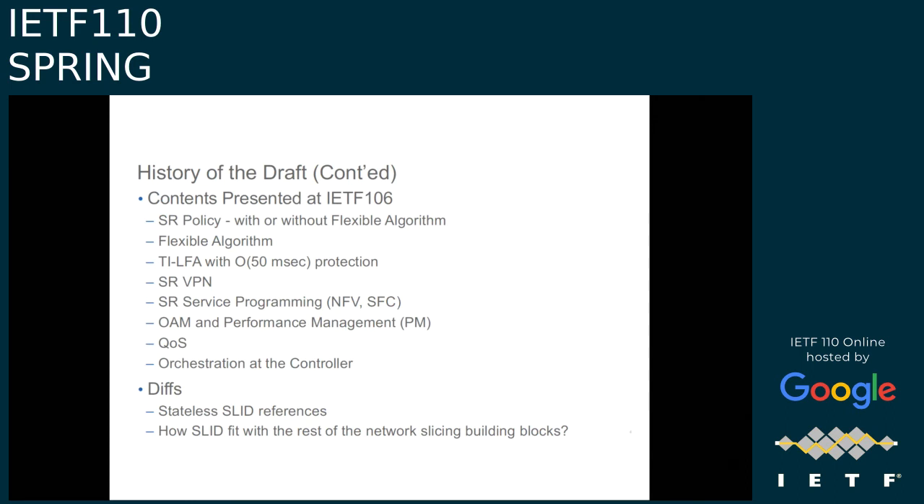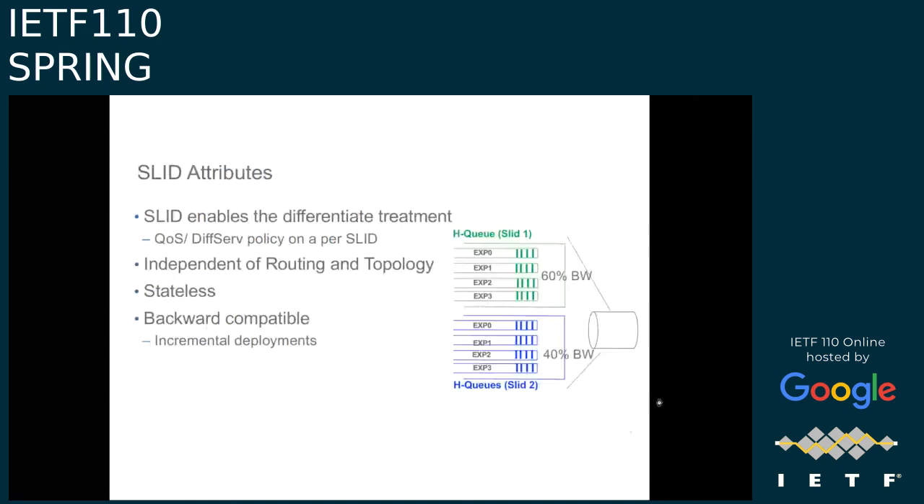Since that revision, we also now added references for the stateless slice ID. Later on we're going to go through how the stateless slice ID fits together as a building block that does not disrupt the picture from a routing or topological point of view, but works to provide additional differentiated treatment. So next slide, please. Let's have a look at a few attributes.